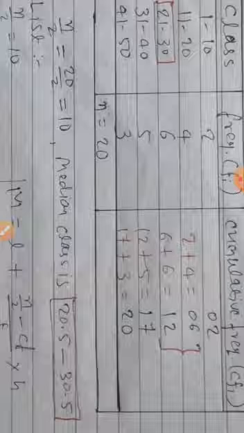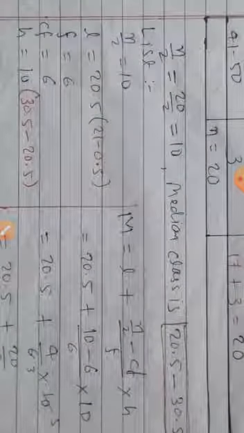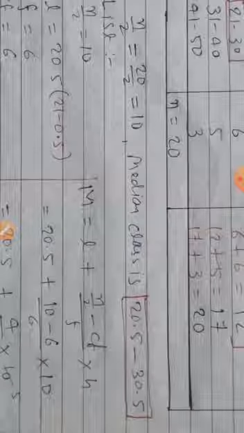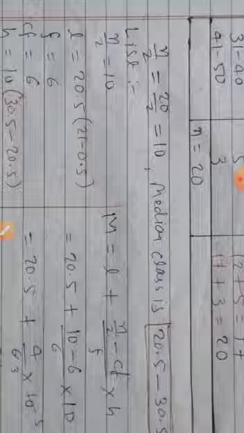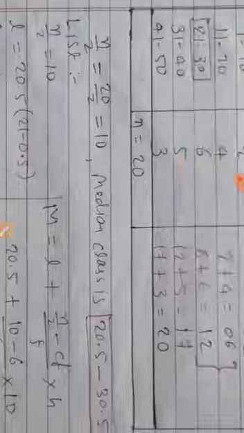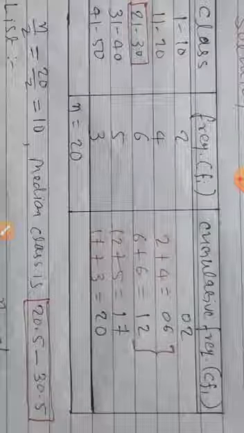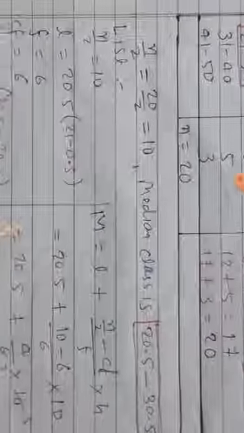Now according to this only you have to prepare the list. So in the list, n by 2, we just found, is 20 by 2, which is 10. L is 20.5, not 21. Why? Because after converting into an exclusive class, only then do we take that value. So L becomes 20.5. Frequency is 6 only, because that row has frequency 6. CF is also 6. Why? Because it is the CF of the class previous to the median class. So the median class's previous row has cumulative frequency 6, so the cumulative frequency taken here is 6.